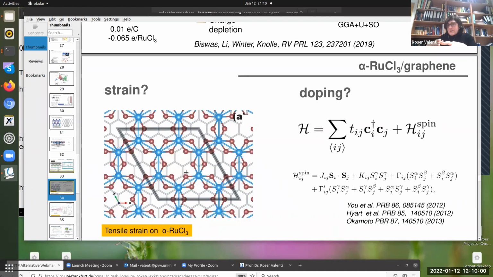So the honeycomb lattice of alpha ruthenium trichloride is not anymore perfect. There is some distortion, which translates into, let's say, Kx is not exactly the same as Ky and Kz. That's indeed the case. Yeah.